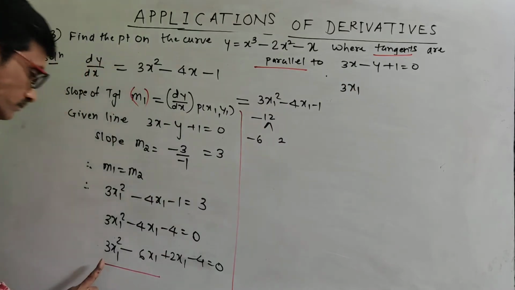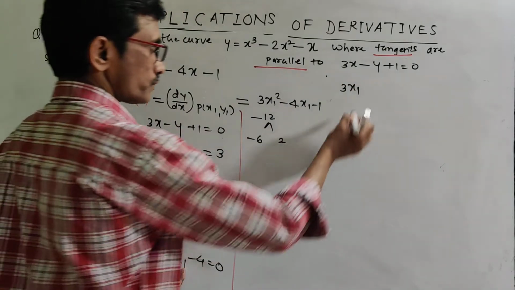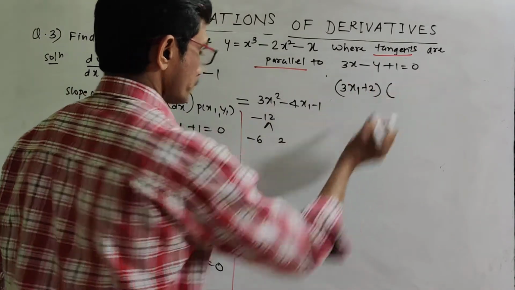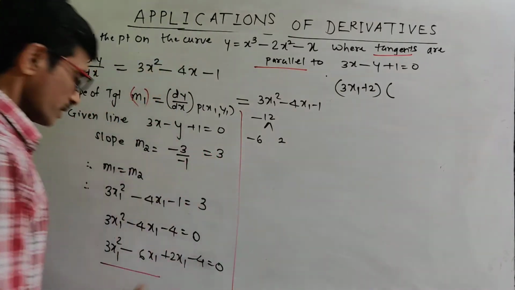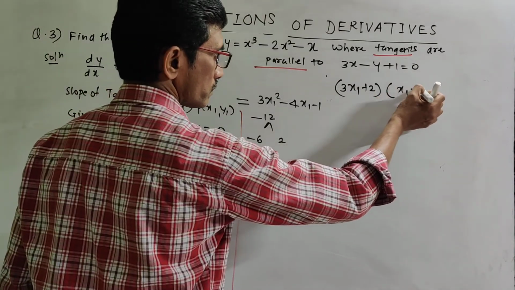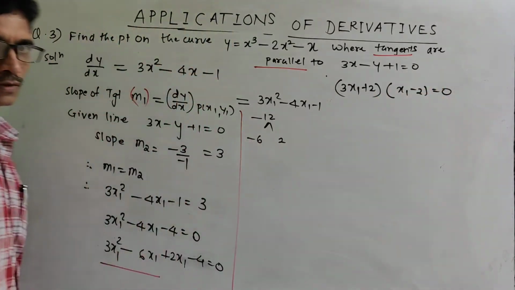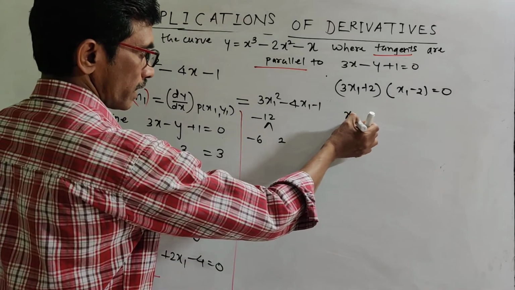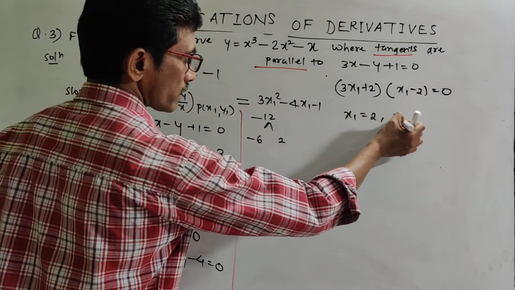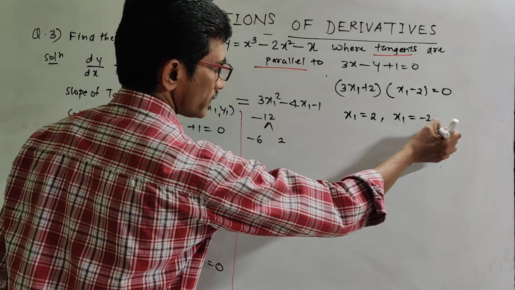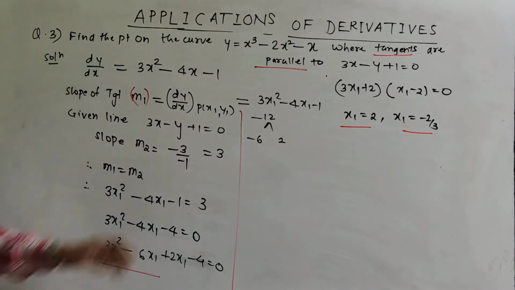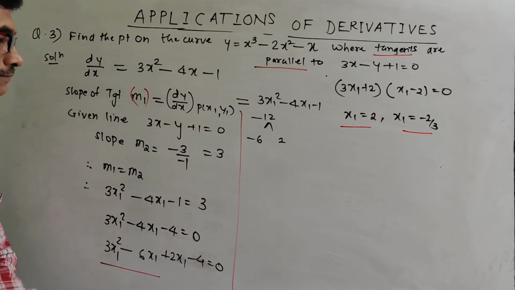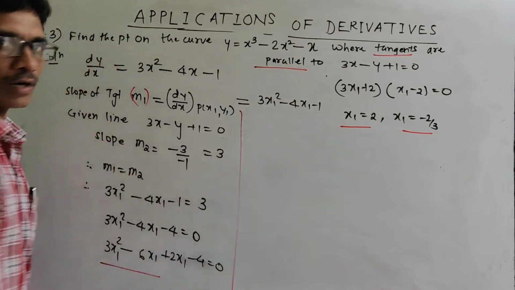3x1 plus 2 into x1 minus 2 is equal to 0. So x1 we are getting either 2 or x1 is equal to minus 2 by 3. So these two possible values of x1 you are getting. Accordingly we will find what? The value of y1, because we are interested to get the coordinates.